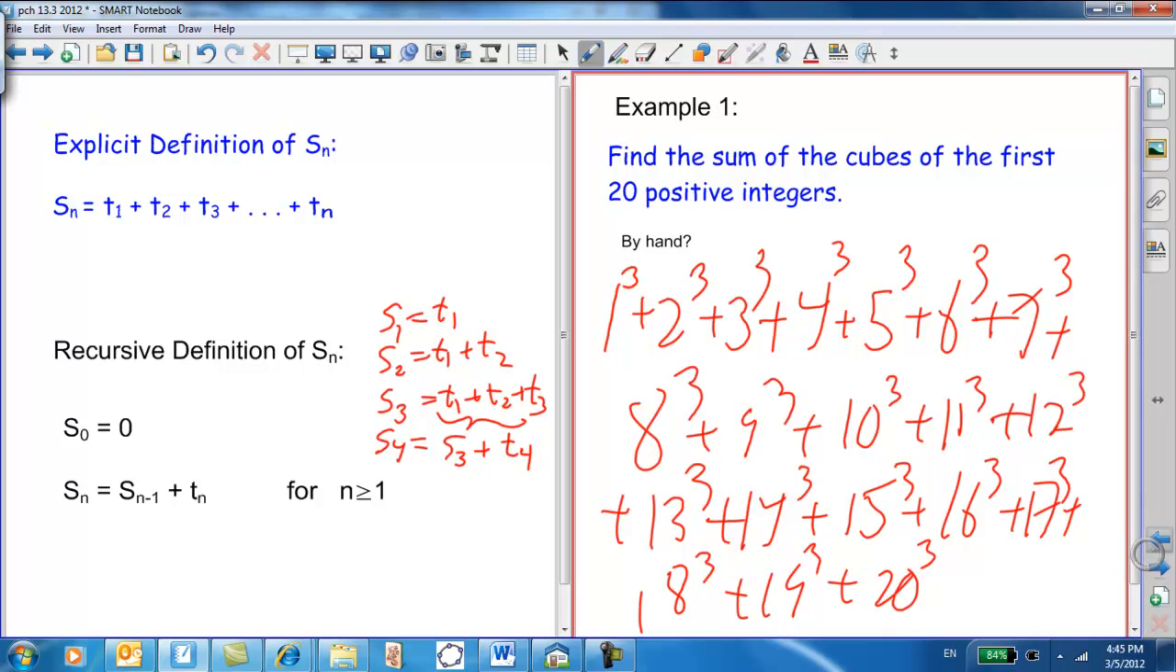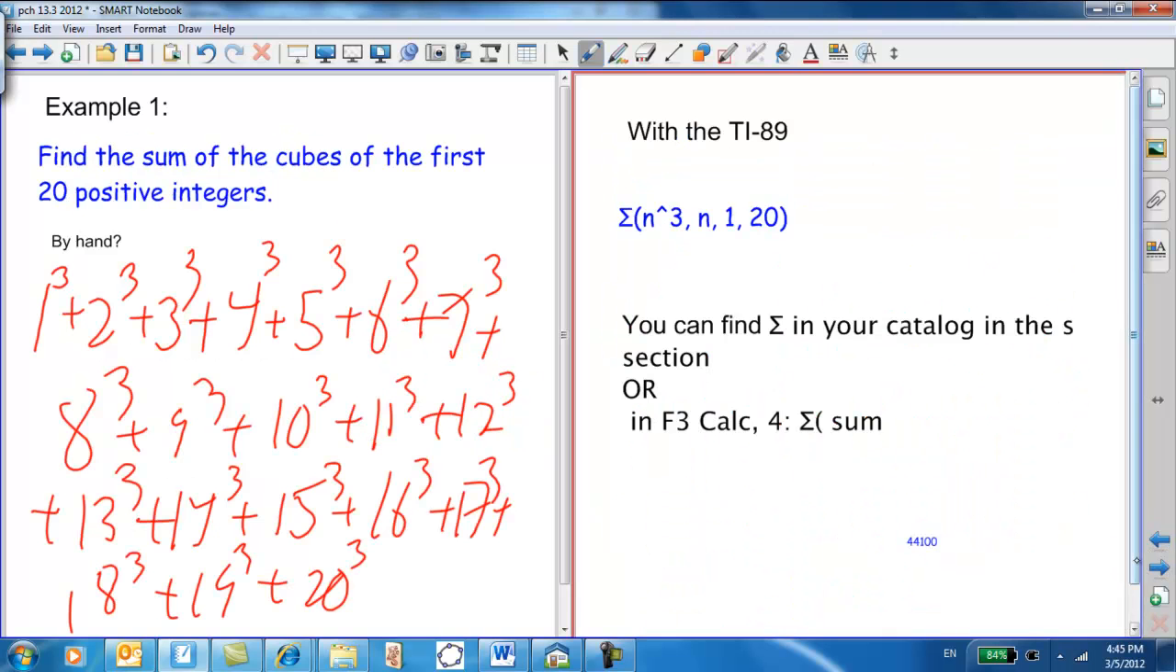Well, there's an easier way. I want you to learn how to do it on the calculator with just a simple sum key. This is the Greek letter sigma. It's the capital S in Greek. You can find it in your catalog or in the F3 calc menu right on your home screen, option 4, sigma, and it actually puts a little sum there.